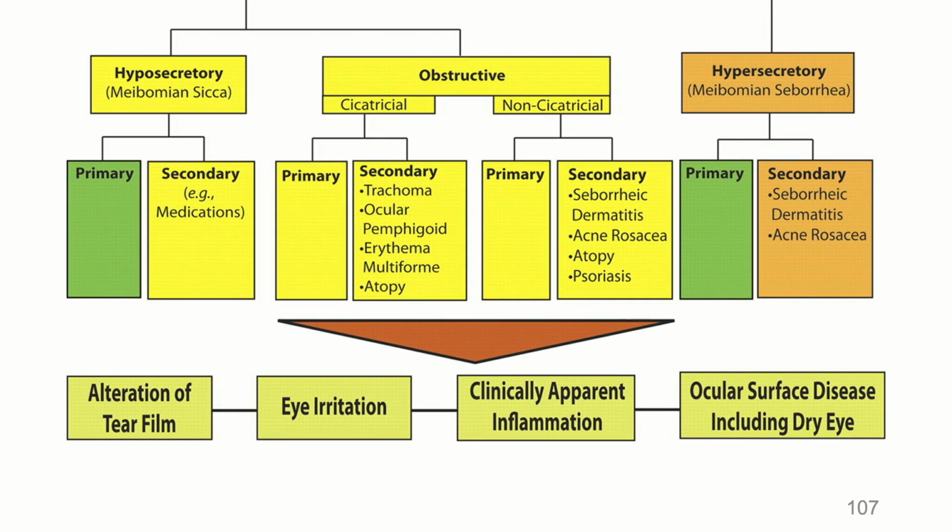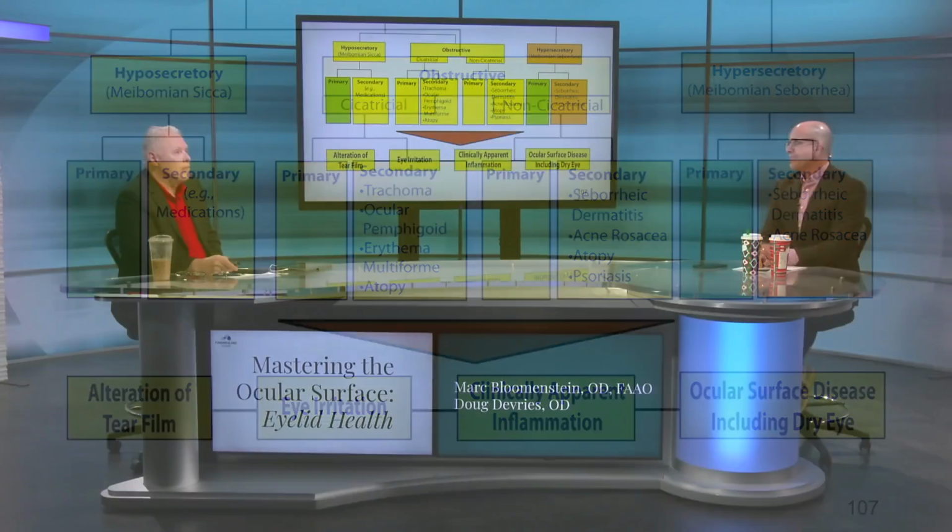We see the obstructive. We can have cicatricial or non-cicatricial. You can have hypersecretory meibomian seborrhea versus the hyposecretion. But again, when you have an abnormal meibum, then you end up having that evaporative effect, which causes desiccation, inflammation, irritation. To me, I feel like the meibomian glands are the gateway into discussions, treatments, and management of all your patients, that obstruction and that inflammation. I completely agree.